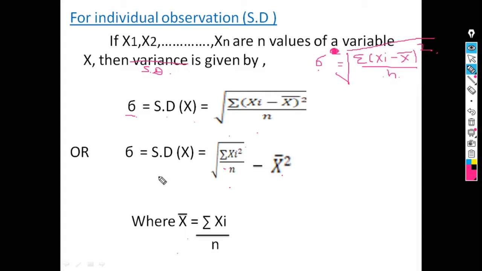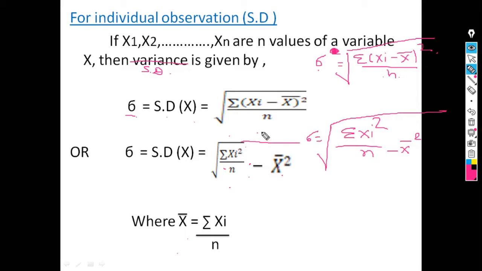Also another formula is sigma is equal to square root of summation of xi square by n minus x bar square. Just give the square root to this, so it becomes standard deviation. So the standard deviation is sigma is equal to square root of summation of xi square by n minus x bar square, where x bar is equal to summation of xi divided by n.